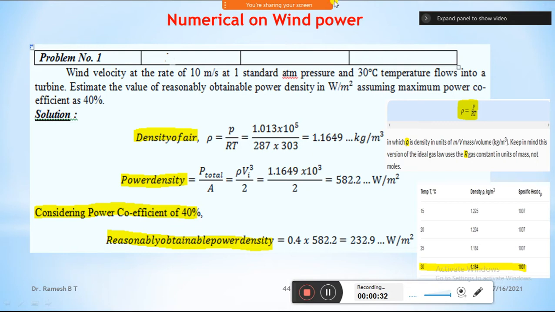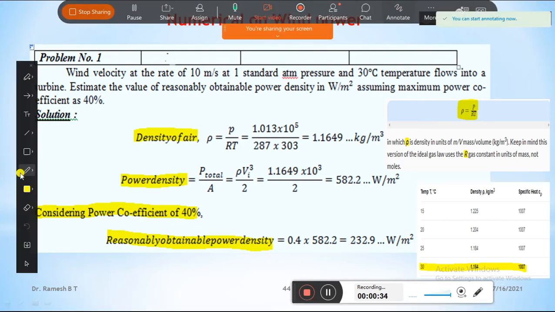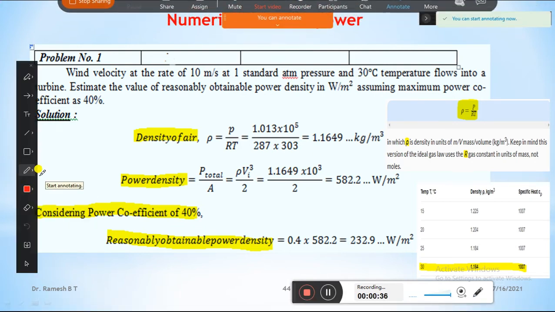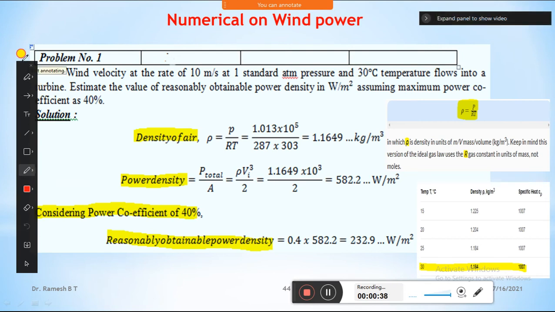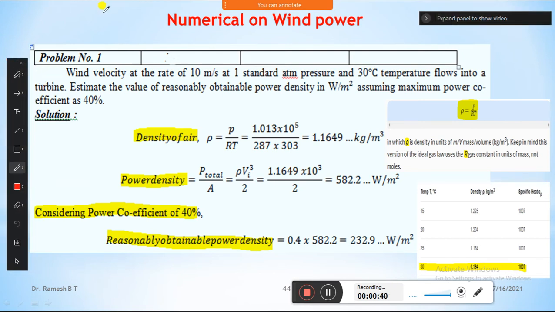So the first problem is, the wind velocity, problem number 1. This problem may be asked for 5 marks, a maximum of 5 to 6 marks.